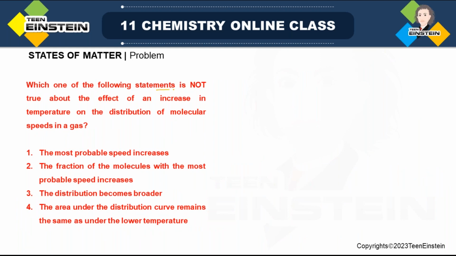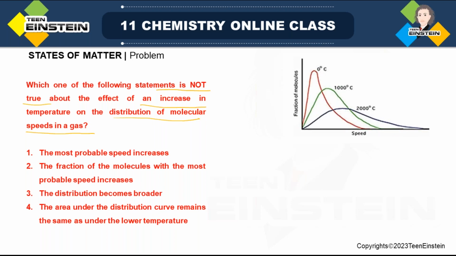Which one of the following statements is not true? That means you have to find a false statement, and the statements are about the effect of increase in temperature on the distribution of molecular speed. So it is nothing but a Maxwell-Boltzmann speed distribution curve related problem. Just remember how the curve looks. It is something like this: fraction of molecules on the y-axis, speed on the x-axis. We have taken three different temperatures, T1, T2, T3, where T1 is less than T2, then T3. So with increase in temperature, the curve gradually flattens or broadens.